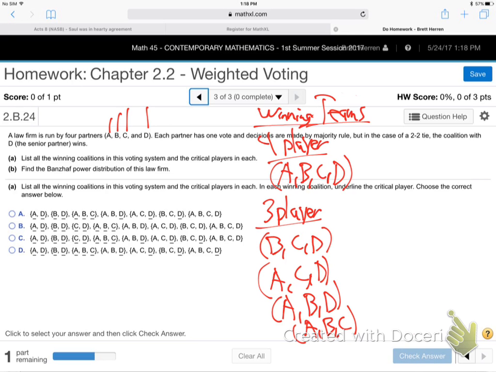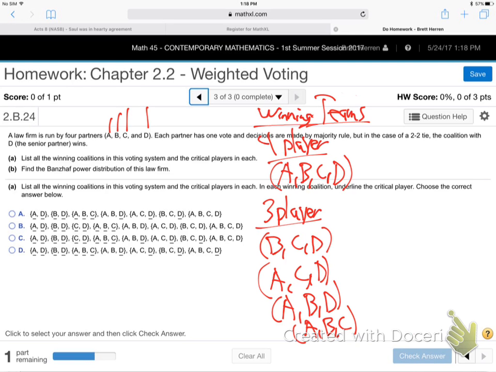The D thing is only in the case of a tie. If it's a 2-2 tie, so nobody has a majority, how do you know what to do? Then whoever has the D, the senior partner, they win. That's only the tiebreaker rule, though. Does that make sense? So majority always wins. That's the rule they said: run by 4 partners, decisions are made by majority rule. More than half, 3 people.